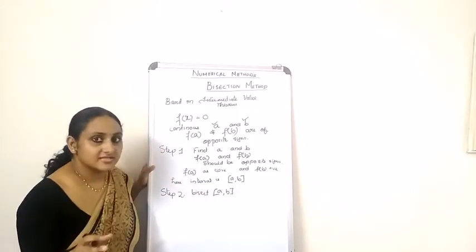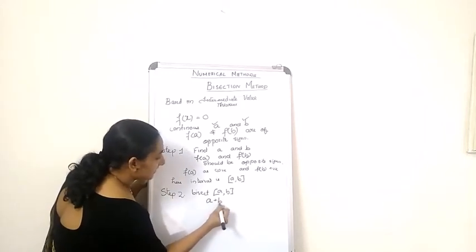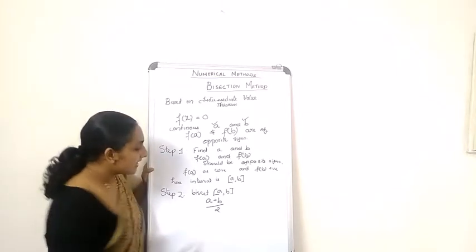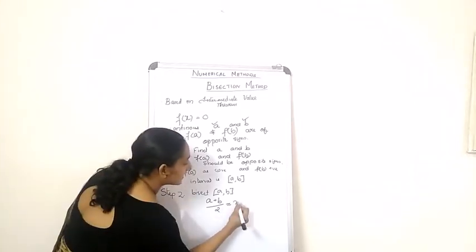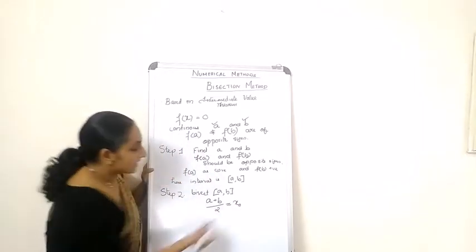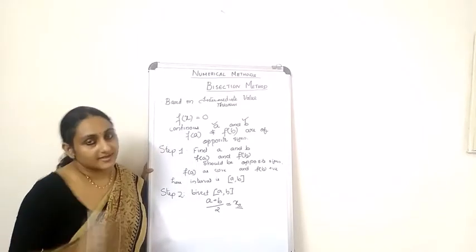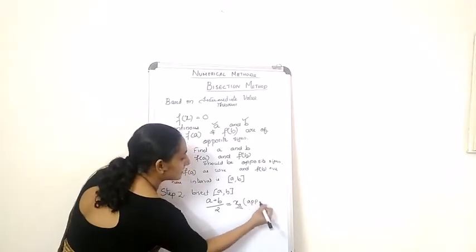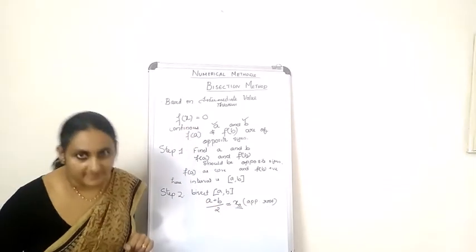When you bisect the interval A comma B, what is going to happen? A plus B divided by 2. This is what we do in bisecting an interval, and we assign this to a value called x0, and here x0 is the approximate root. That is what I would like to call it. x0 is the approximate root of the function f of x.